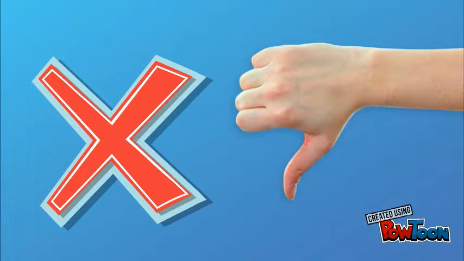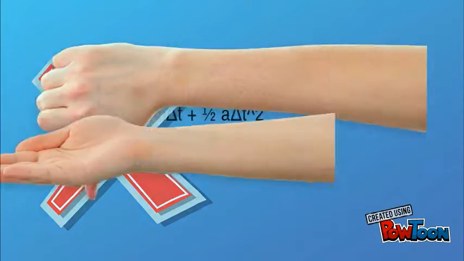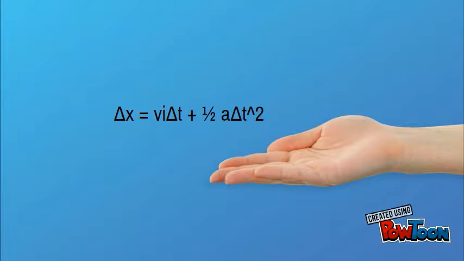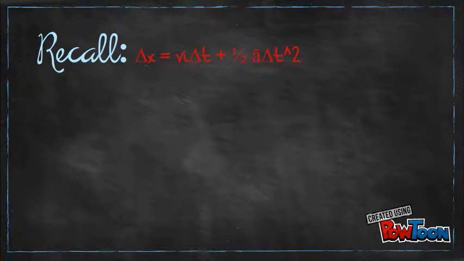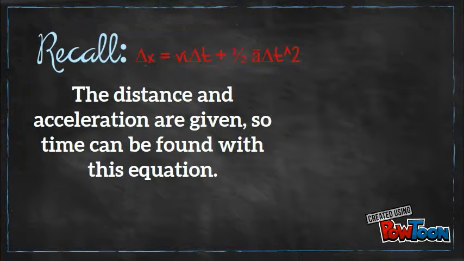Recalling from the kinematics unit, we could use one of the equations to determine the time it takes for each ball to reach the ground. Since both the distance and acceleration are given, we can use this equation to determine the time.